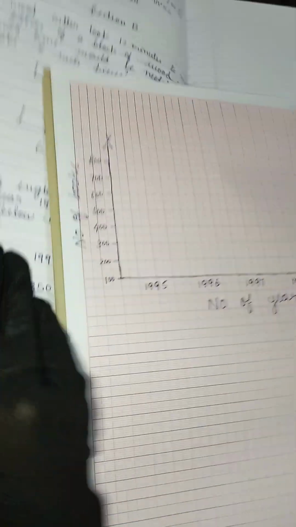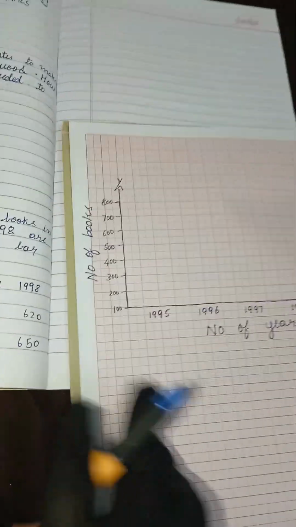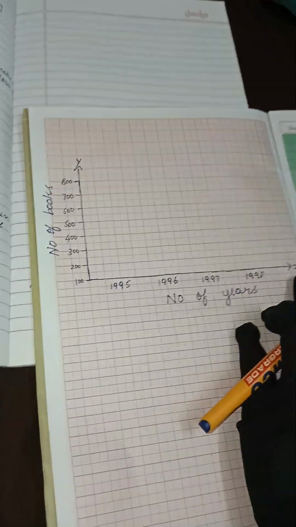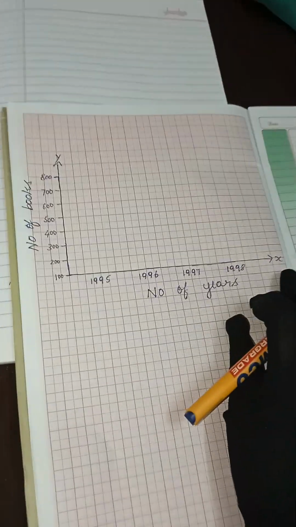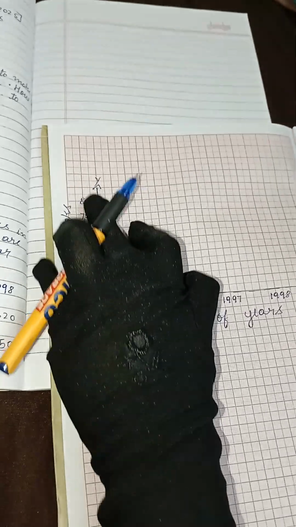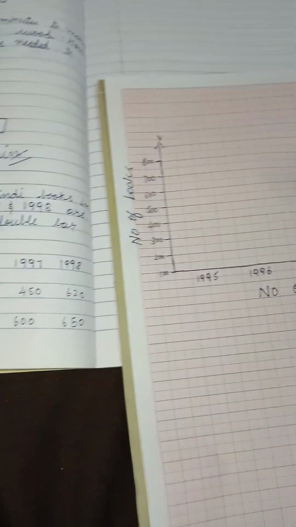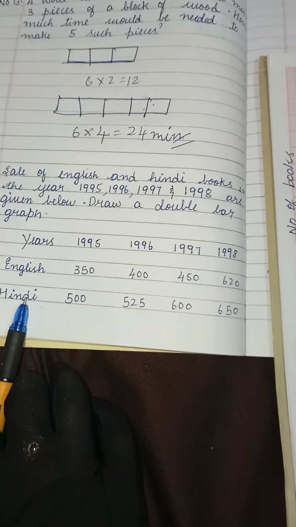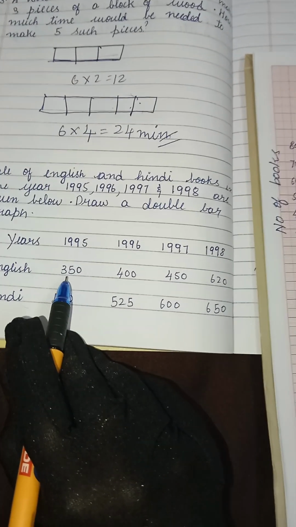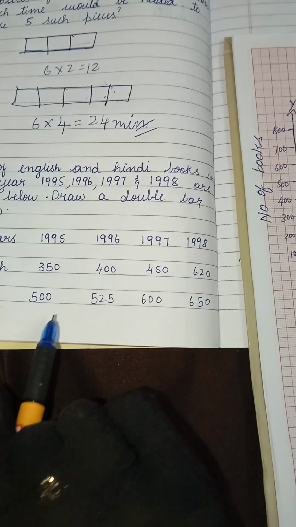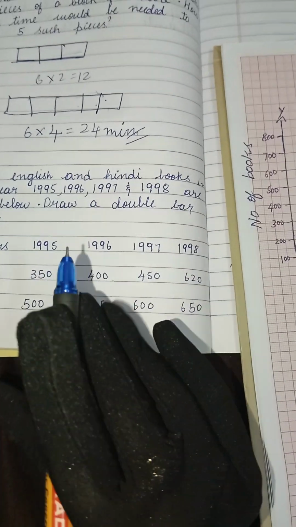Now we will draw this graph here. First we'll draw number of books. This is the y-axis and this is the x-axis, isn't it? So the horizontal line is the x-axis and the vertical line is called the y-axis. Now number of books. How many books are there? English and Hindi, 2 books, right? And the sale was done how many? 350, 400, 450, 625. The numbers are in hundreds, right?